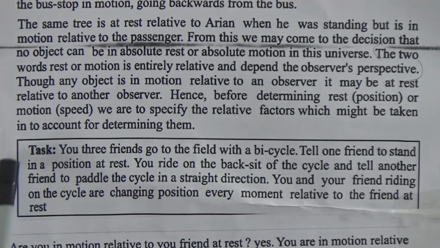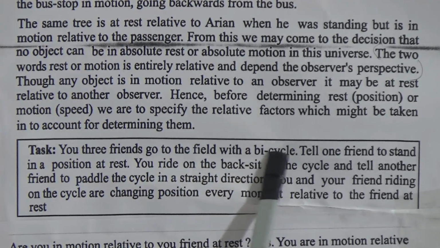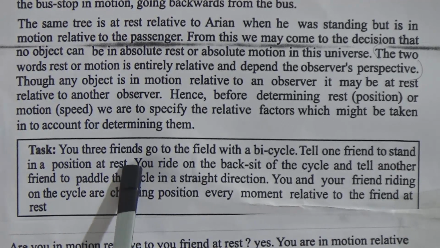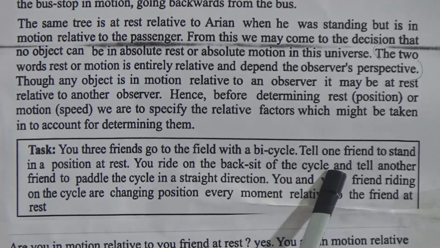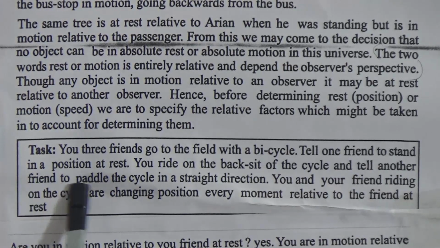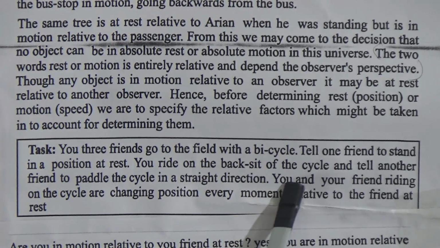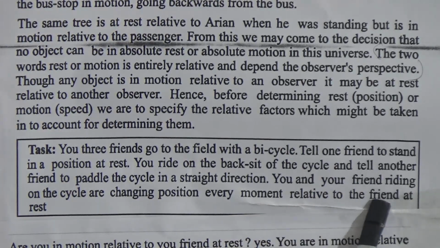Now there is a task you will do by yourself with the help of your friends. You three friends go to the field with a bicycle. Tell one friend to stand at rest. That means he has to stand on one side. You ride on the back seat of the cycle and tell another friend to pedal the cycle in a straight direction.